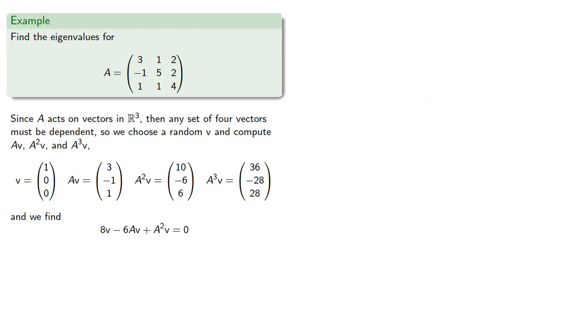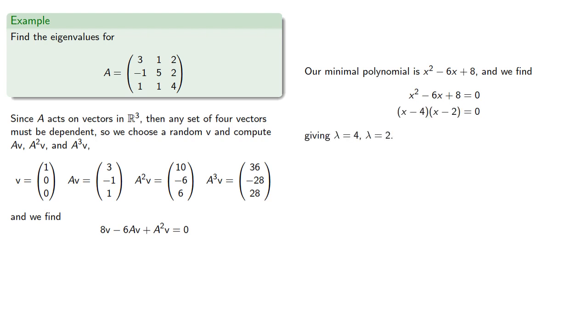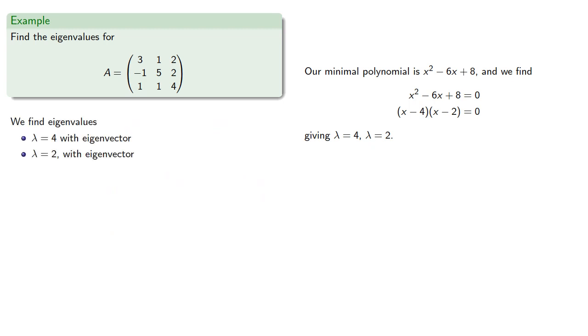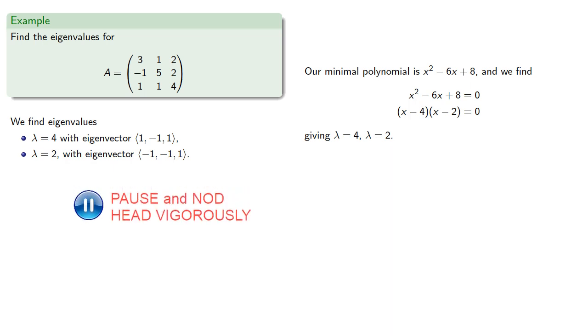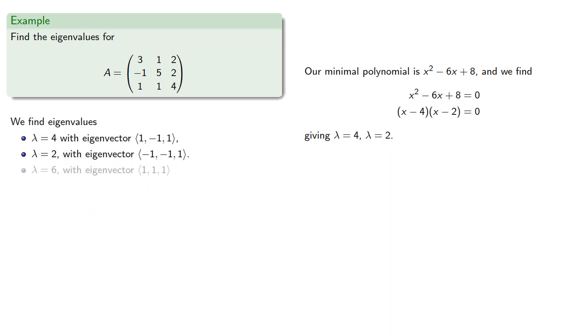And this gives us our minimal polynomial, which is quadratic, and we could factor it, giving us our two eigenvalues. And our two eigenvalues can be used to find two eigenvectors. But there was a third eigenvalue-eigenvector pair. How do we get that? And here's the issue.